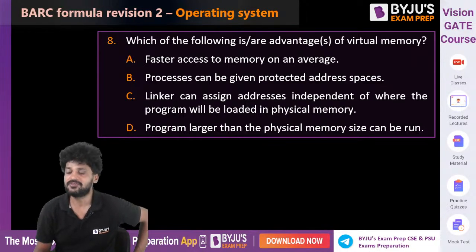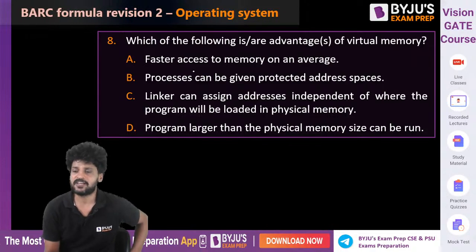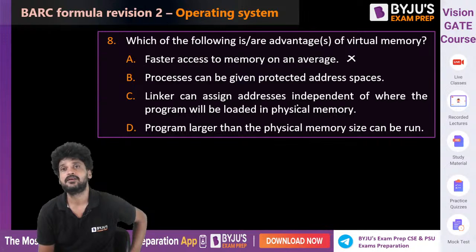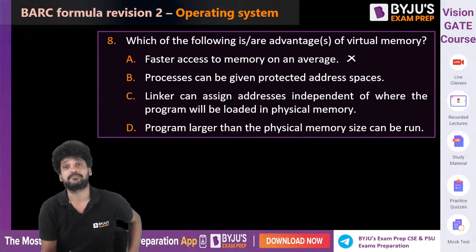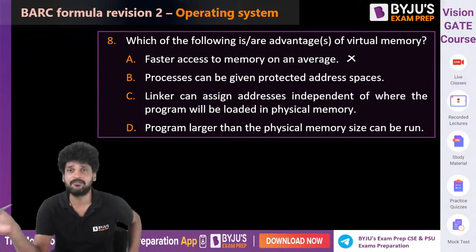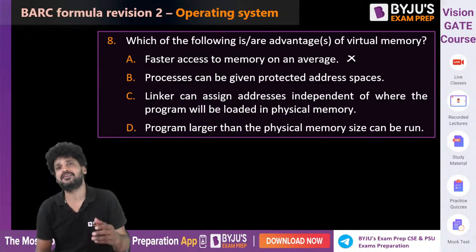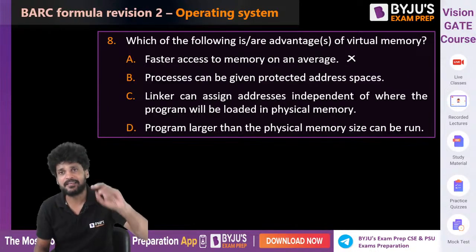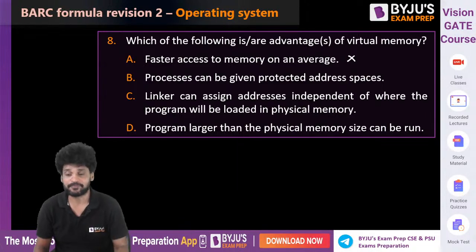Which of the following are the advantages of virtual memory? Why do we use virtual memory? Faster access to the memory on an average. No. Virtual memory actually increases the access time, not reduces it. If there is a virtual memory system, it always takes a little longer time than the simple memory system. So the first one should be completely ruled out. To access virtual memory, the system definitely takes more time.